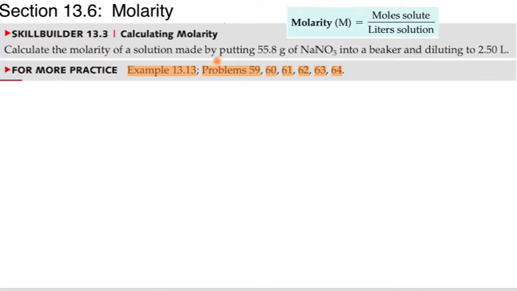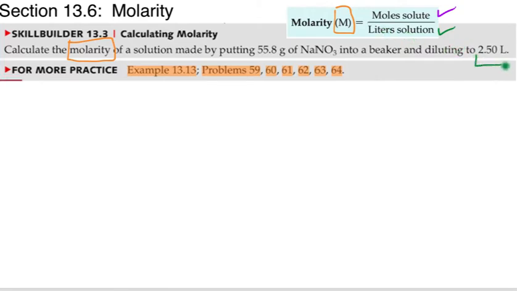Molarity is the one, if you use a concentration term later in your chemistry career, most likely it's going to be molarity. So let's spend a little time on it. We have our formula, right? Moles of solute divided by the liters of the solution. So one thing I can notice here, it's asking for me to calculate the molarity. Okay, so that's fine. That means I need the moles of the solute and I need the volume in liters of the solution.